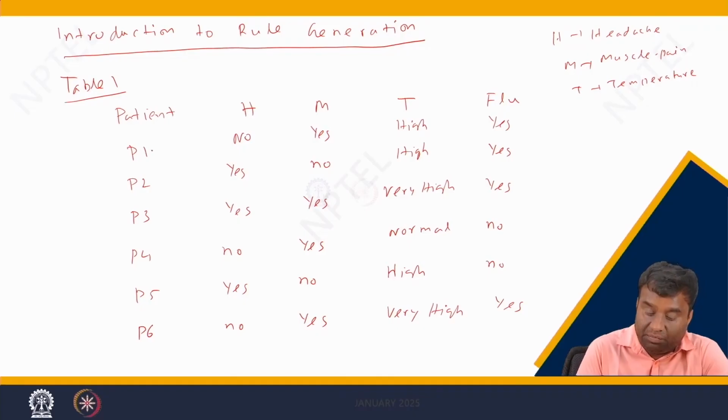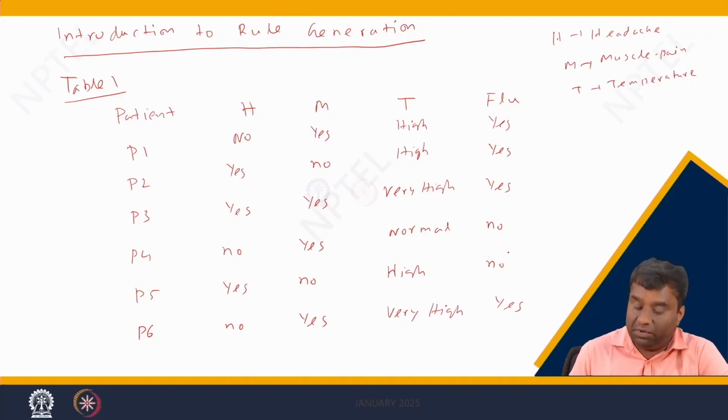For patient P1, headache is no, muscle pain is yes, temperature is high, flu is yes. For patient 2, headache is yes, muscle pain is no, temperature is high, flu is yes. For P3, headache is yes, muscle pain is yes, temperature is very high, flu is yes. For P4, headache is no, muscle pain is yes, temperature is normal, flu is no. For P5, headache is yes, muscle pain is no, temperature is high, flu is no. For P6, headache is no, muscle pain is yes, temperature is very high, flu is yes.